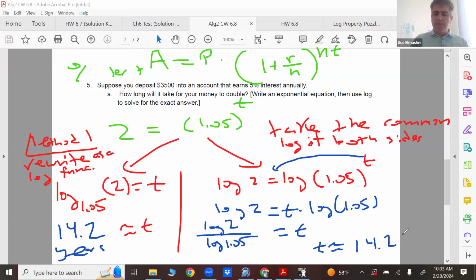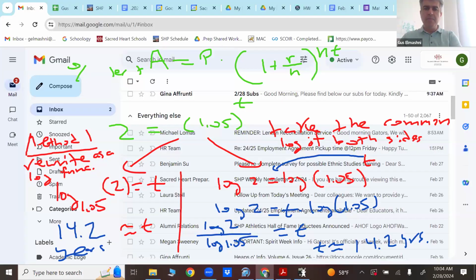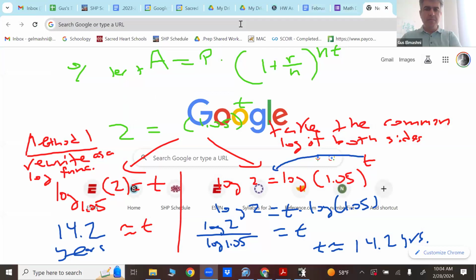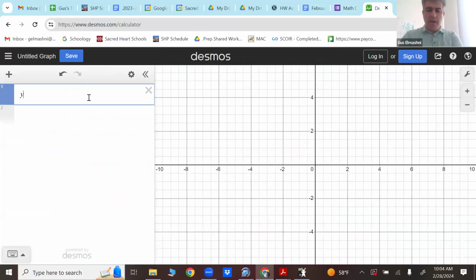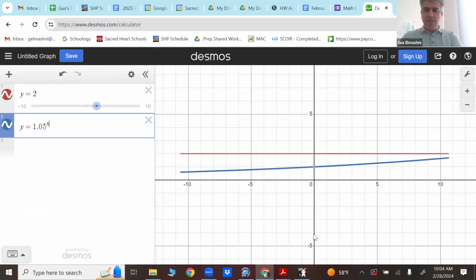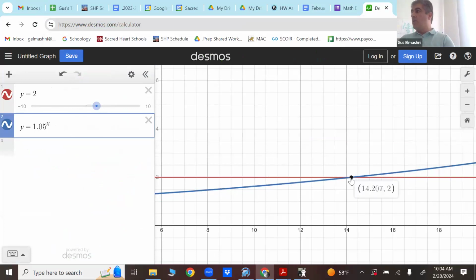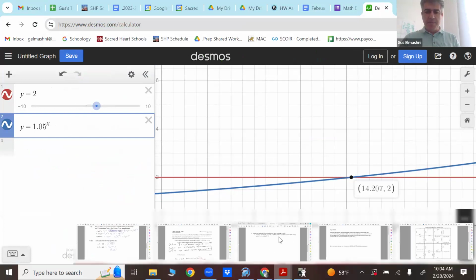So you could also do this in Desmos to check your work. If I go to Desmos right now, clear my screen, y equals 2, or y equals 1.05 raised to the x power, and zoom out, zoom in. Yeah, see, same thing. So graphing wise, you could do it too. It's pretty easy. Anyhow, let's look at one more example and we're done.